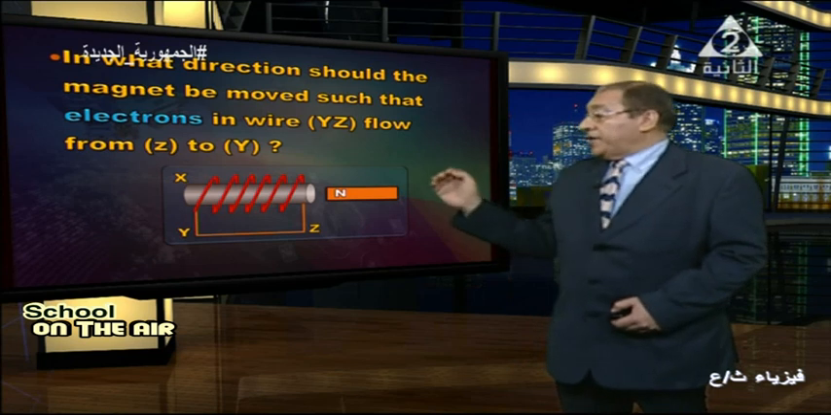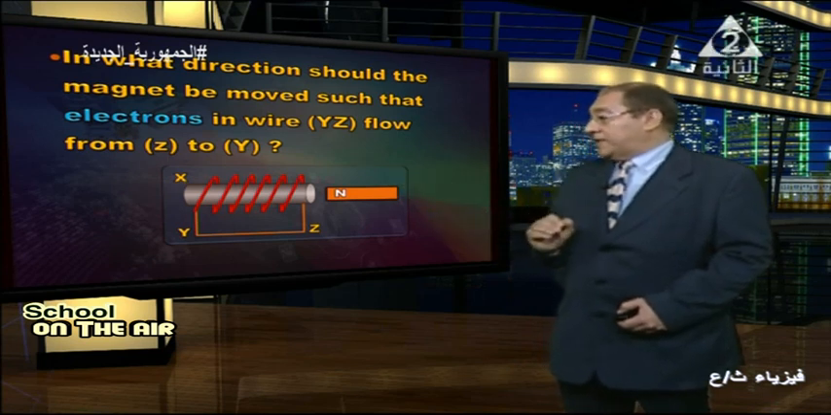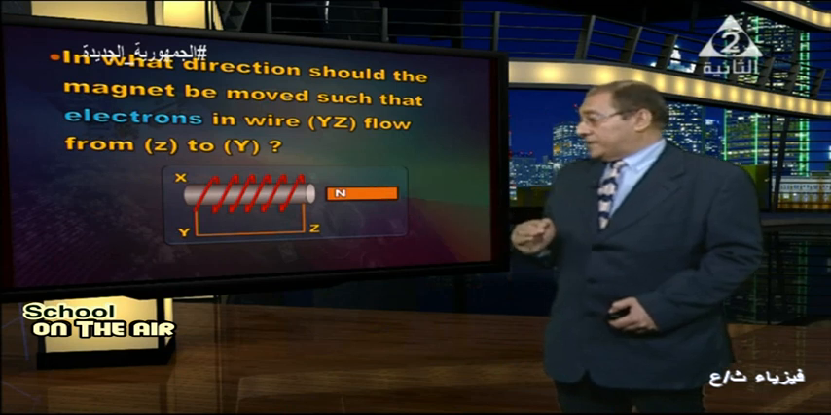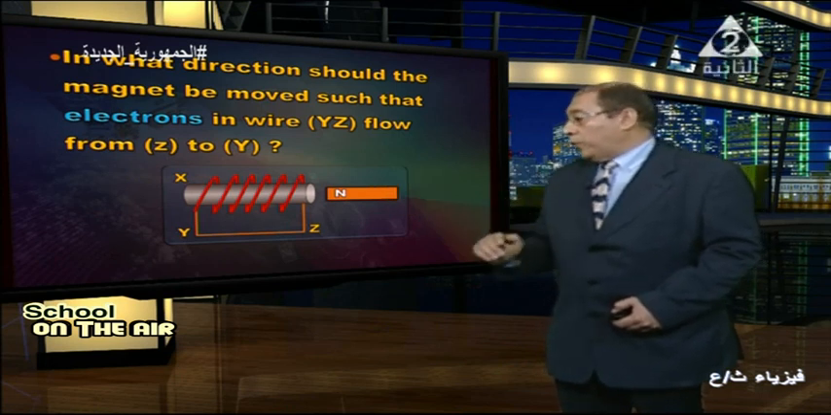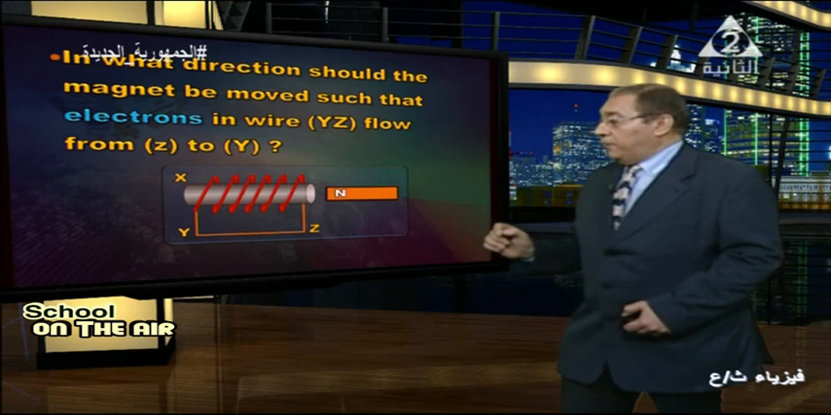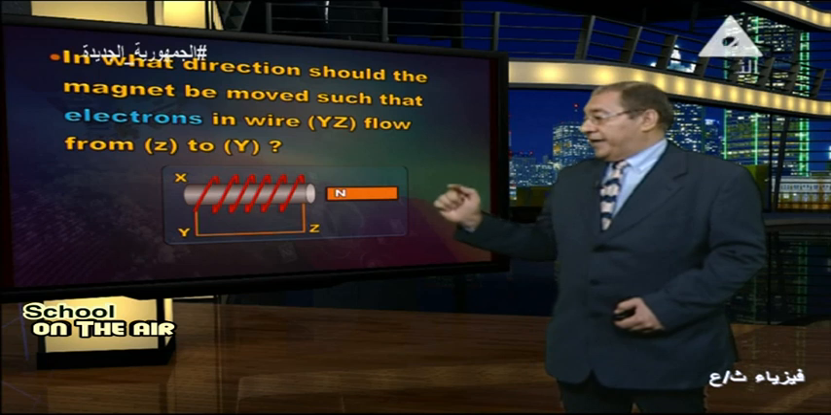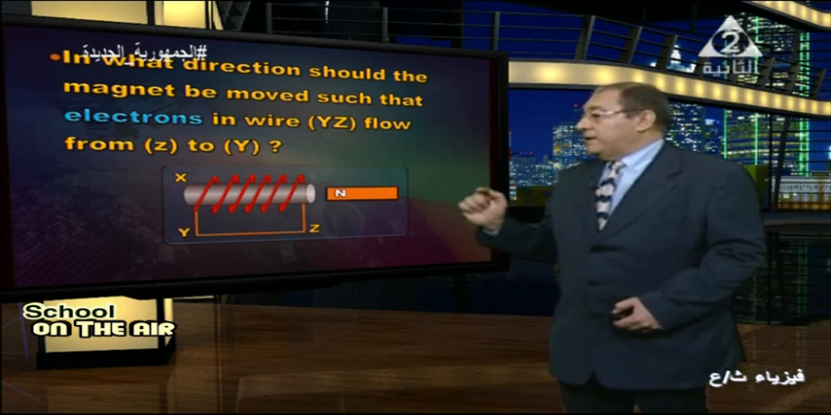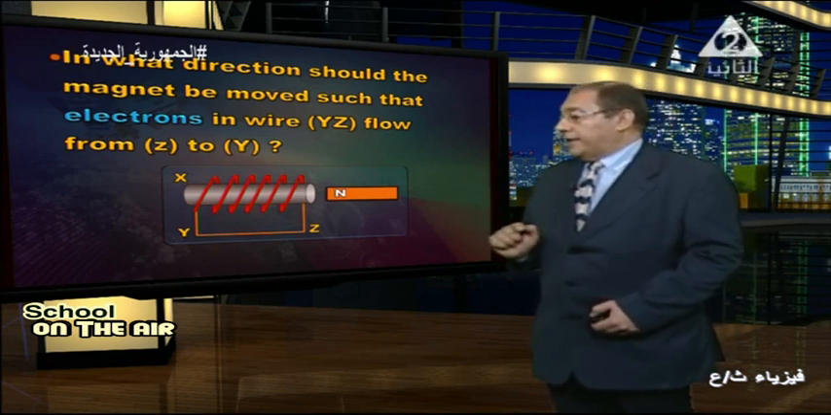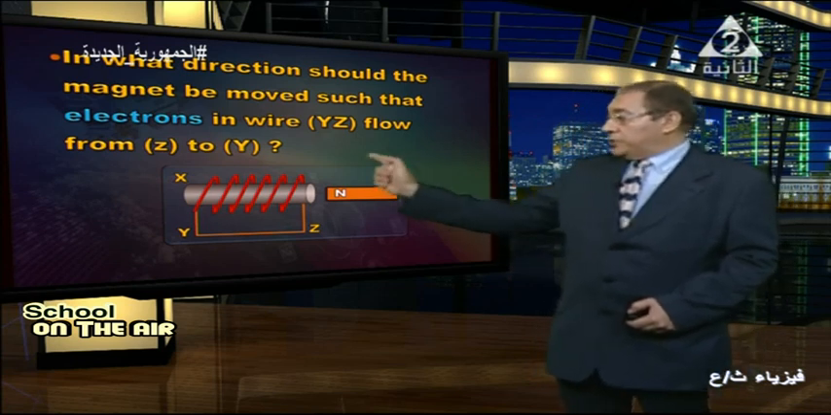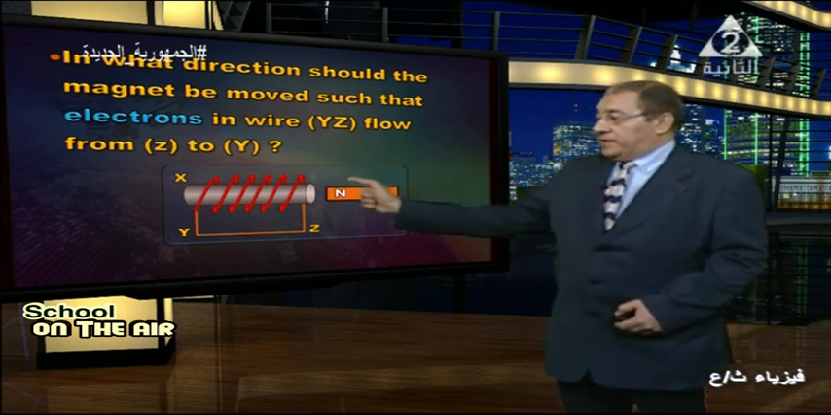Okay, when we approach the North Pole, what happens? N pole is produced and current flows from Y to Z. The conventional current flows from Y to Z, making the coil current flow in an anti-clockwise direction. And in this way, electrons will flow from Z to Y. So, in what direction should the magnet be moved such that electrons move from Z to Y? The choices, this is very interesting, I said, and it requires a lot of concentration.